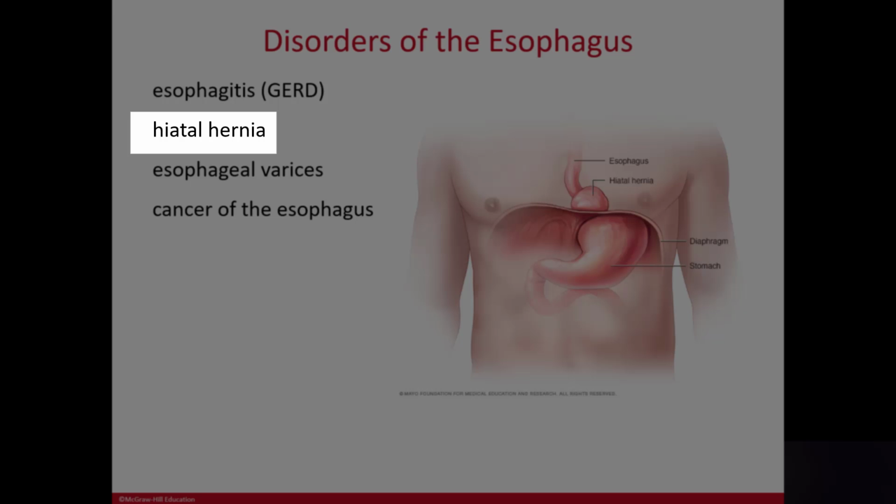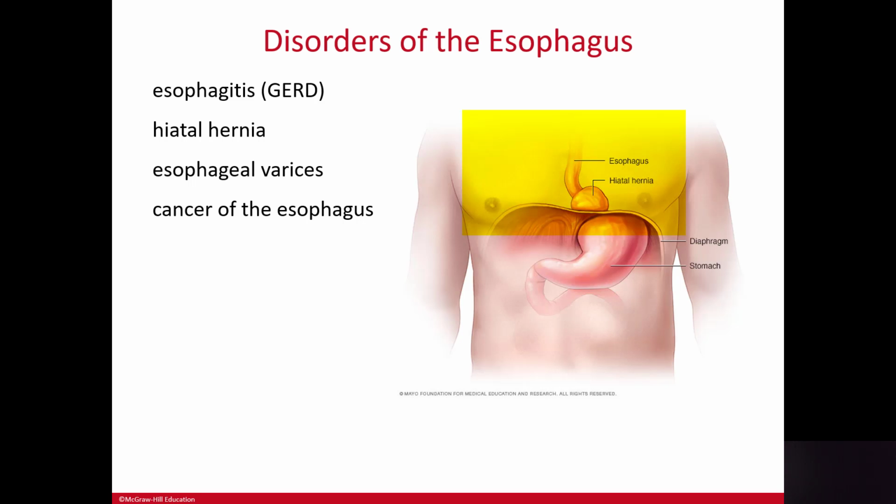Hiatal hernia occurs when a portion of the stomach protrudes. We say it herniates, protrudes through the diaphragm and up into the chest. A hernia is basically when an organ or a structure pokes through where it's not supposed to be. You can see in the picture there, the stomach actually pokes through the diaphragm and it's up in the chest. So now you have stomach acid up in the chest where you're not supposed to have stomach acid, and it can be very painful. So the reflux of that stomach acid can lead to esophagitis.